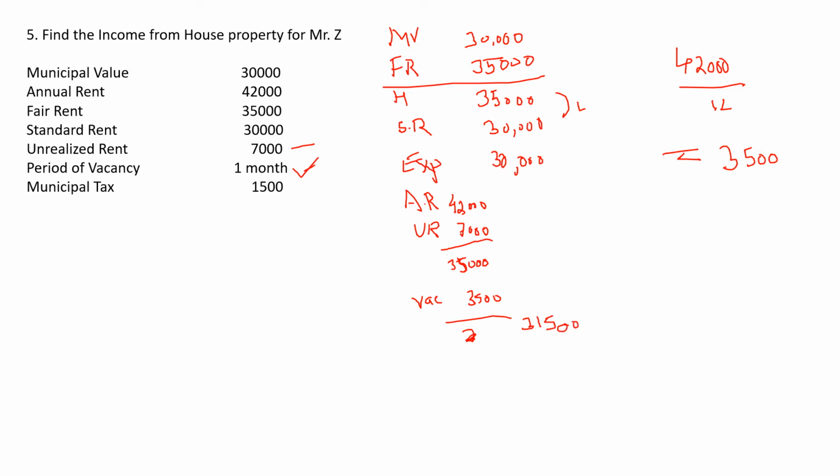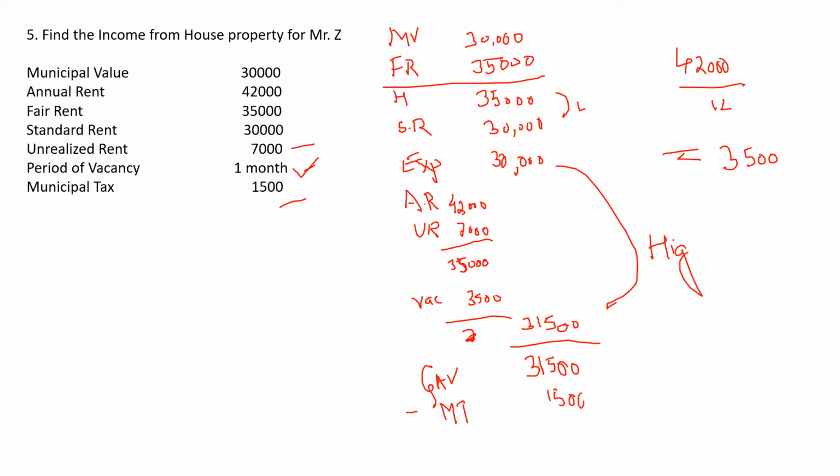So from this expected and actual rent, we take the higher value. So the gross annual value comes out to be how much? 31,500. And the question has also provided the municipal tax. We will be deducting the municipal tax also, this 1,500, and we are left with an amount of 30,000. This is our net annual value, right? So I hope you have understood it.